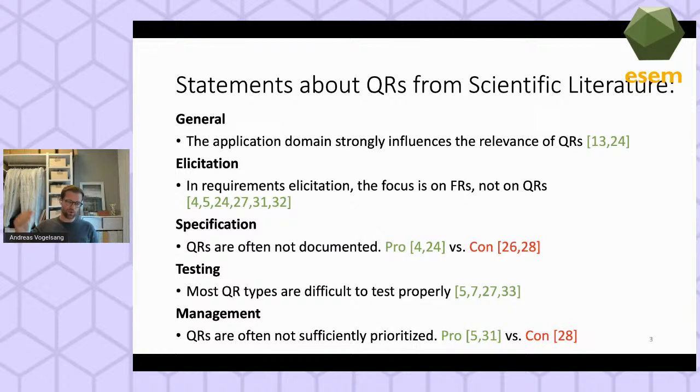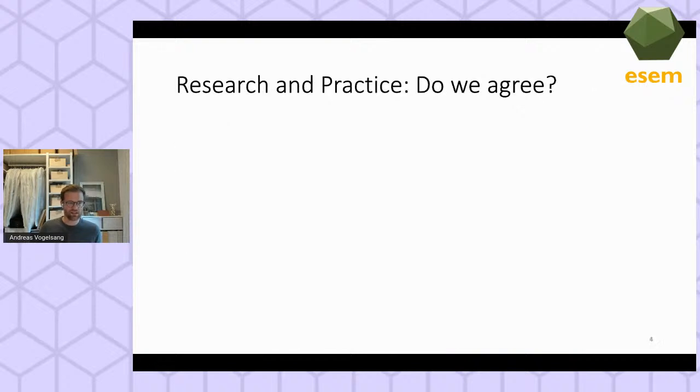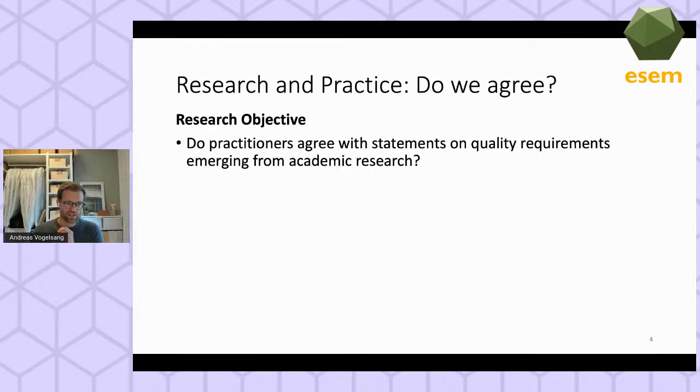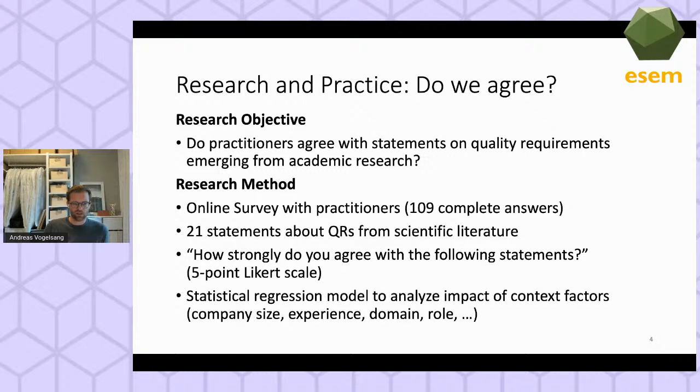So we came up with a list of 21 of these statements about quality requirements. We were interested in the question: do practitioners agree with these statements that emerge from academic research? So we did an online survey, again, with practitioners. We received 109 complete answers. And for each of these 21 statements about quality requirements, we asked the practitioners, how strongly do you agree with the following statements? The participants were able to state their agreement on a 5-point Likert scale. And afterwards, besides presenting the results of these answers, we also applied a statistical regression model to analyze the impact of certain context factors.